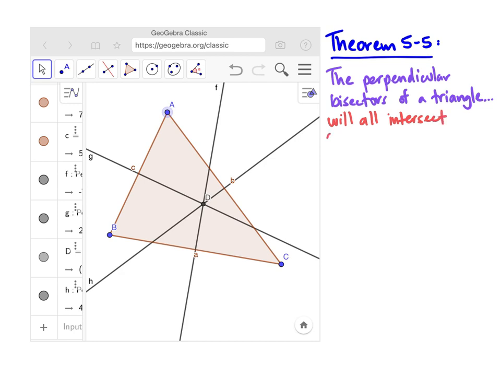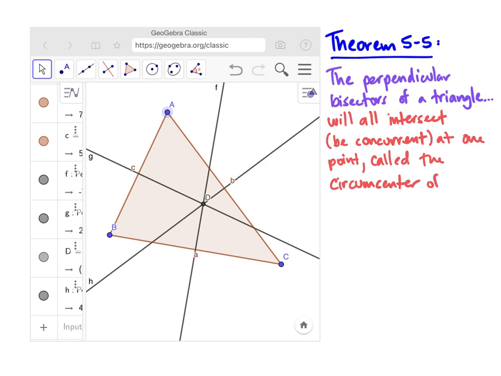and we call this, they will be concurrent. That's the more technical term for that. They will all intersect at one point, and that point is going to be called the circumcenter of the triangle.